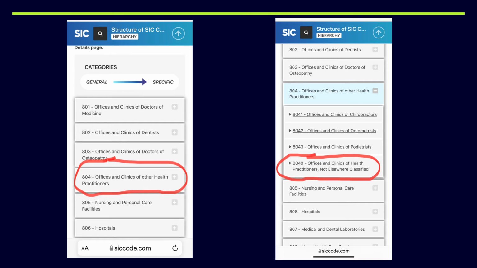So on the SIC side, I chose 8049, which is offices and clinics of health practitioners not elsewhere classified, because they did not really pin down into a physical therapy clinic, because we are a multidisciplinary practice. So that's why this is most appropriate for us, because sometimes we do get respiratory therapists, technicians, and all that. So that was what I chose.